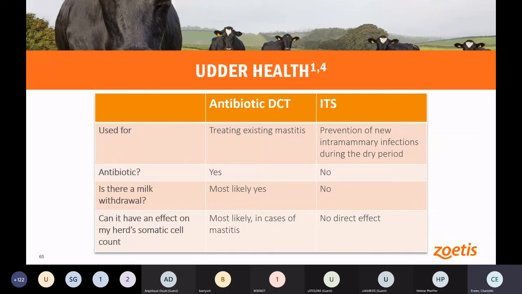With internal teat sealants, there's no withdrawal period. It does need to be stripped out. However, it can't be taken out by the milk machine. It needs to be stripped out manually or suckled out by the calf. There will not be any harmful effects to the calf if the calf suckles it out. Okay.